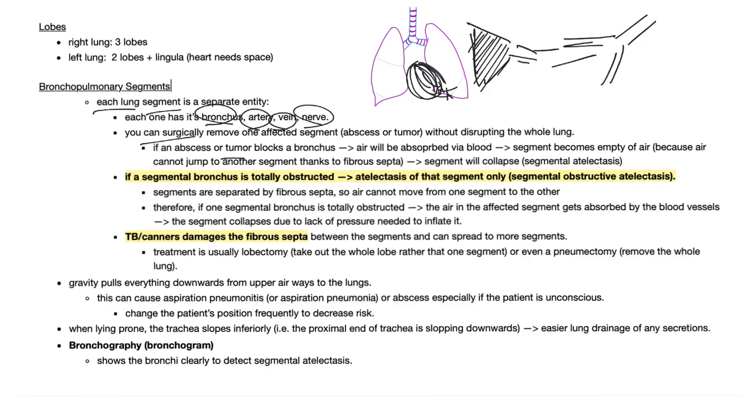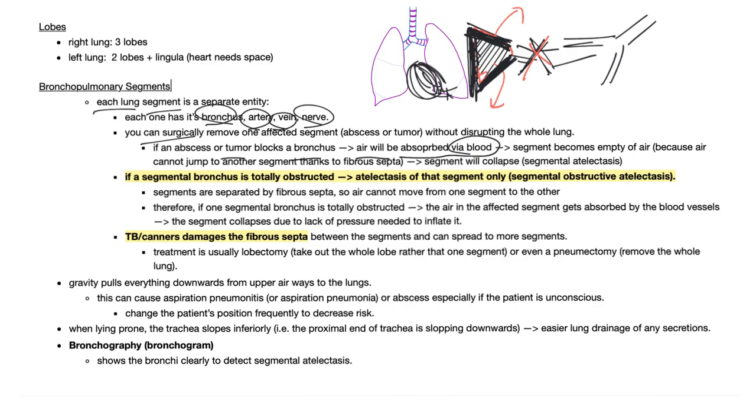If an abscess or tumor blocks a bronchus here, or a bronchiole, air will be absorbed via blood. So let's say that you have blocked this one. Air that was here in this segment is going to escape to blood, all right? Why not to other segments in the lung? Because there are some fibrous septae here, and those fibrous septa will not allow the air from one segment to go to the other segment.